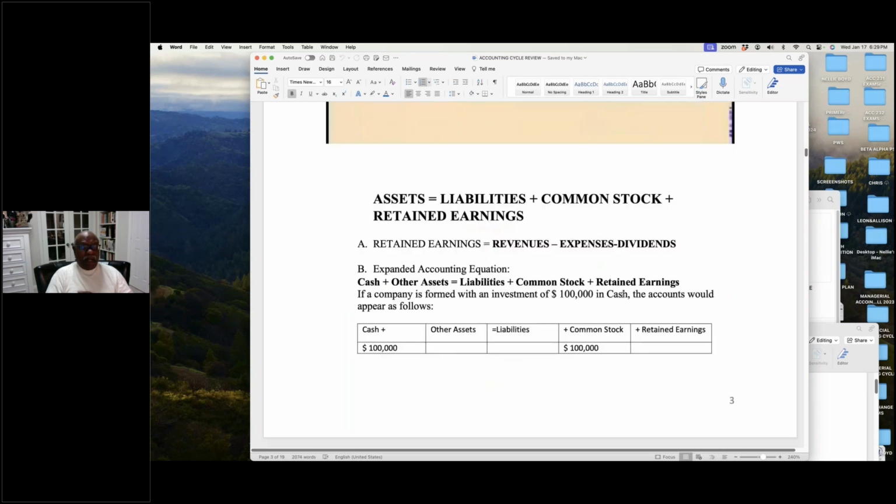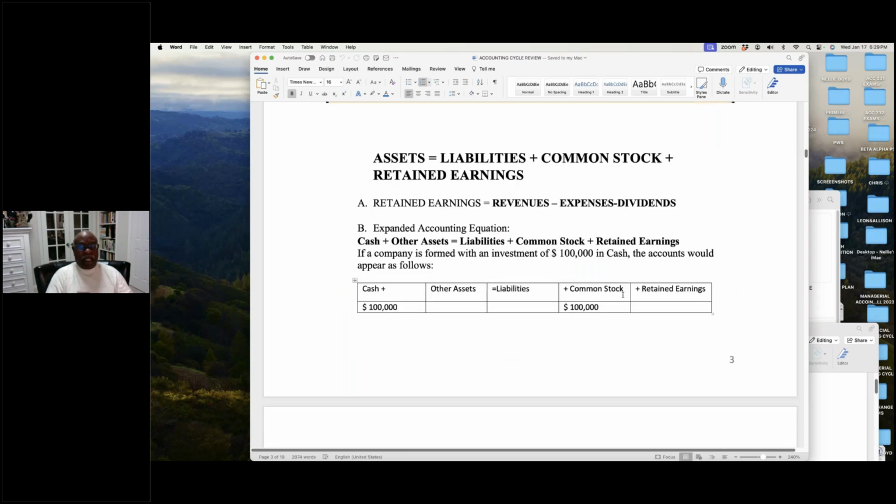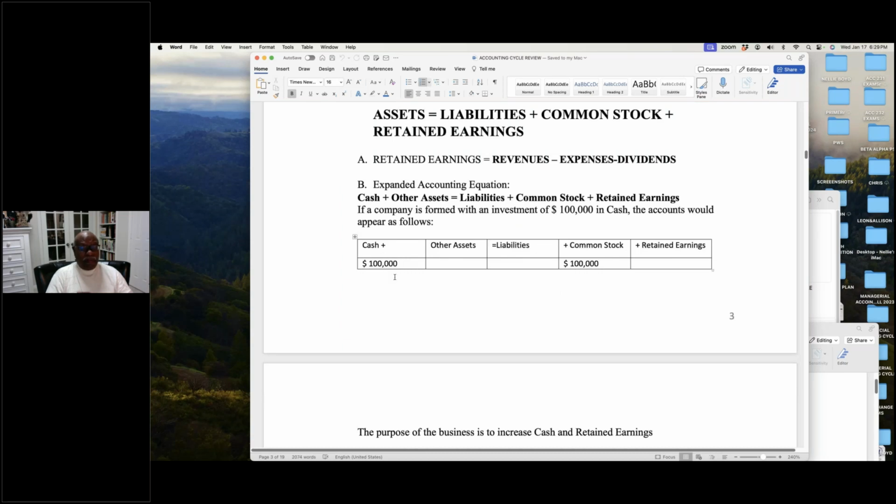The objective of a business is you start a business with cash and you want to increase the cash through earnings. You can increase it through liabilities too, but in general, the goal is, okay, I put this much money in the company. How much cash do I have now through my earnings? So this is that equation. Assets equal liabilities plus common stock plus retained earnings.